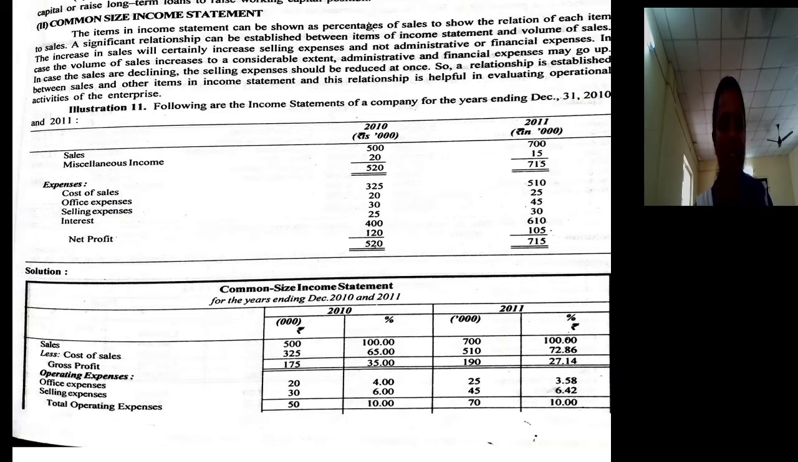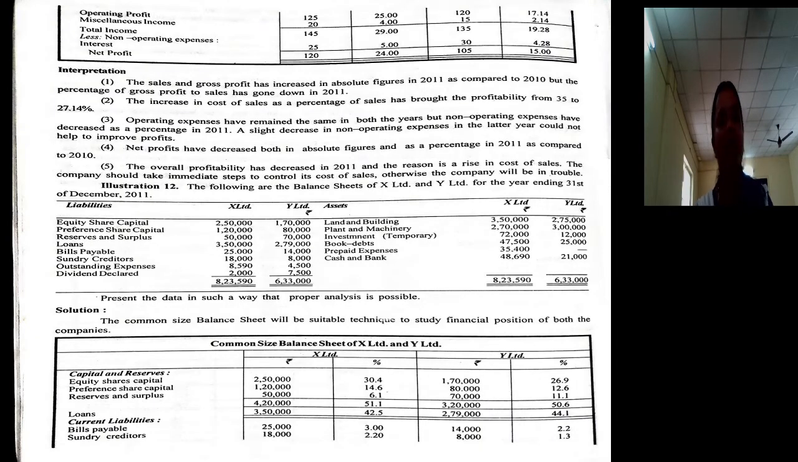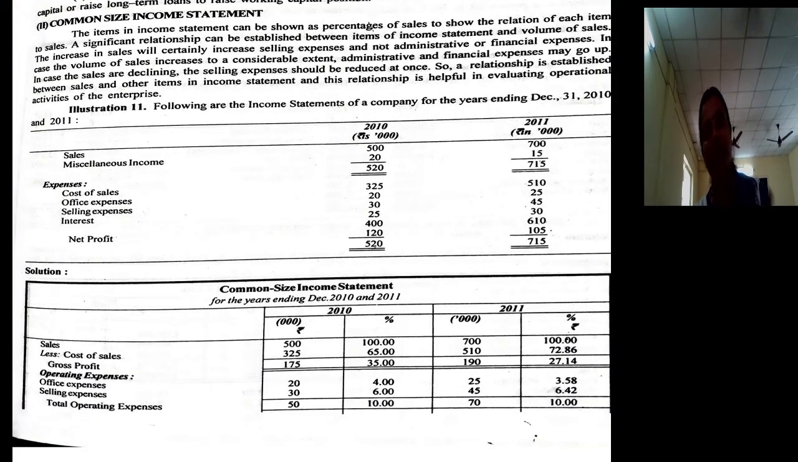See, sales is considered 500 during 2010 minus cost of sales, which is there in the problem, 325. So you'll arrive at a gross profit of 175. Operating expenses, office expenses, selling expenses, total operating expenses, we'll arrive at operating profit. So they added miscellaneous income, they arrived at total income. They deducted non-operating expenses, that is interest here, they arrived at net profit. So of 2010, in the same way they recorded items of 2011.